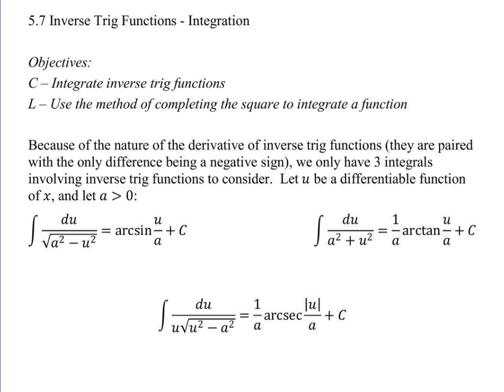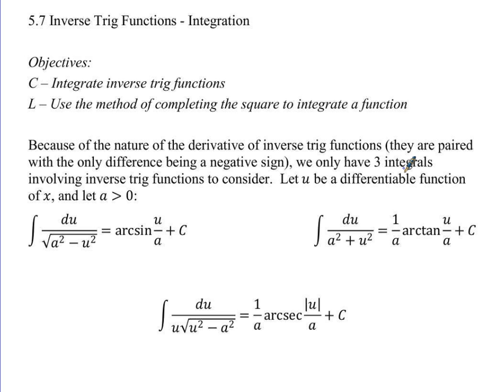We are integrating algebraic functions that wind up giving us inverse trig functions as answers. So keep that in mind. Because of the nature of the derivative of inverse trig functions, they are paired with the only difference being a negative sign. Remember that. The u prime on top in the derivatives was either u prime or negative u prime. We have only 3 integrals involving inverse trig functions to consider.